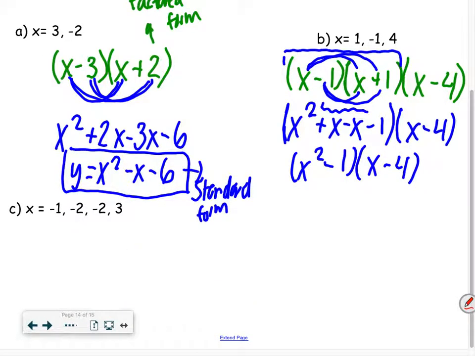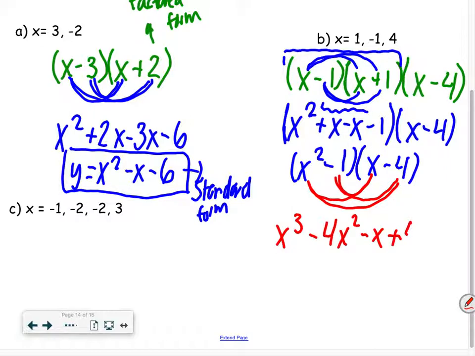Same thing, I just FOIL. What's x squared times x? X cubed. What's x squared times negative 4? Minus 4x squared. Negative 1 times x. Negative x. Negative 1 times negative 4. Plus 4. Do I have anything I can combine here? Nope. So I stick a y equals out front, and that is my standard form.